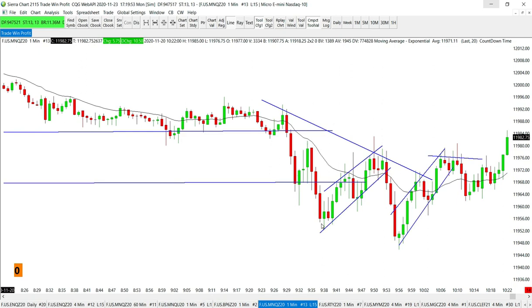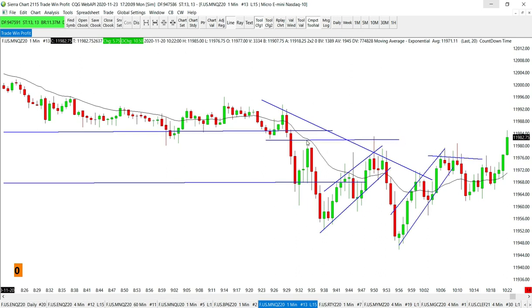But notice how we kept going down. So we made another lower low. So I said, okay, maybe it's time to take a trade. But I missed this trade. But I'm showing you guys what I see right here. We came back to the breakout. Okay, that's number one. This was a nice little trend line break.